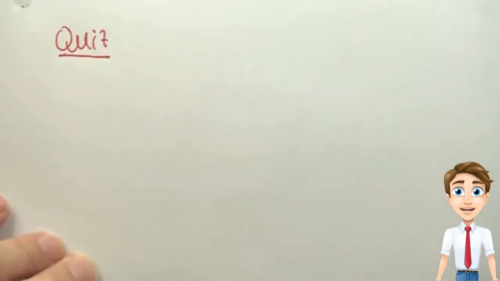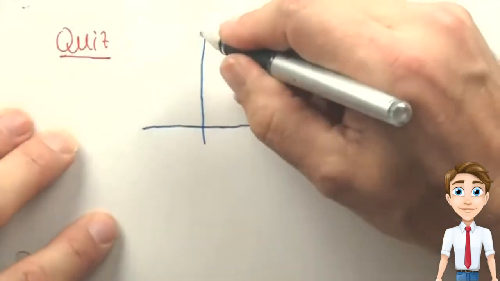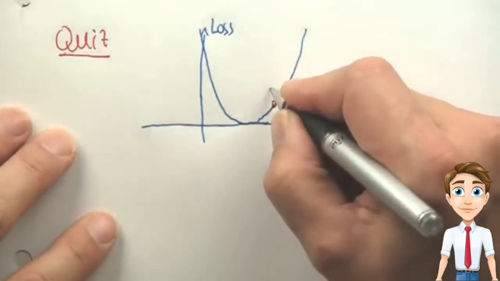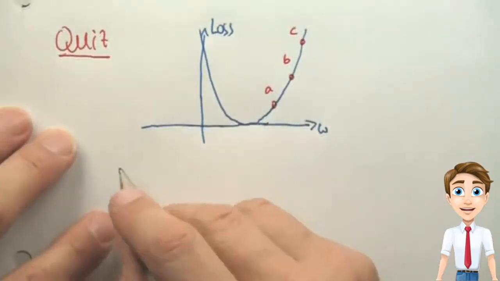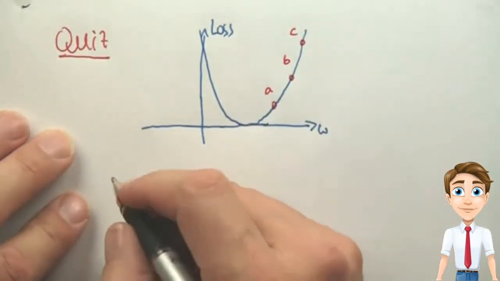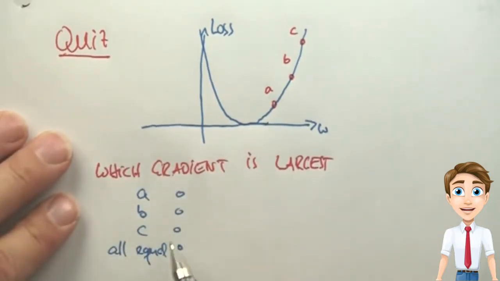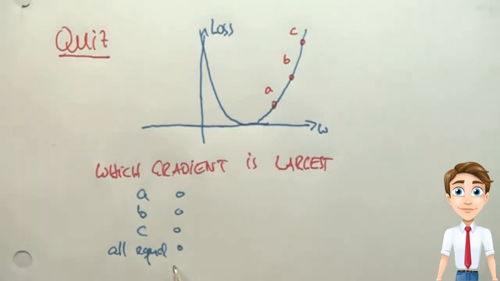I have another gradient quiz. Consider the following quadratic error function. We are considering the gradient at 3 different places, A, B, and C. And I ask you which of the gradient is the largest: A, B, or C, or are they all equal, in which case you would want to check the last box over here.